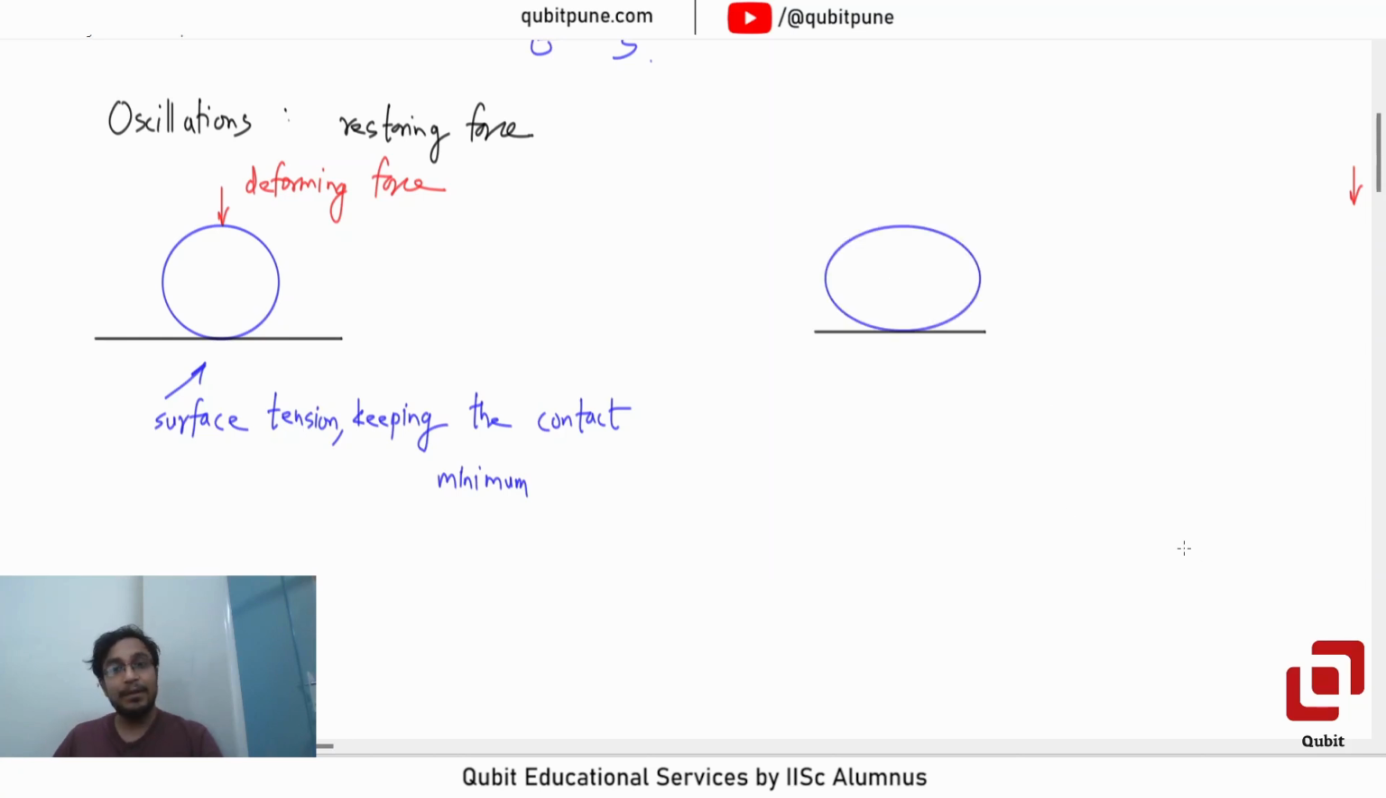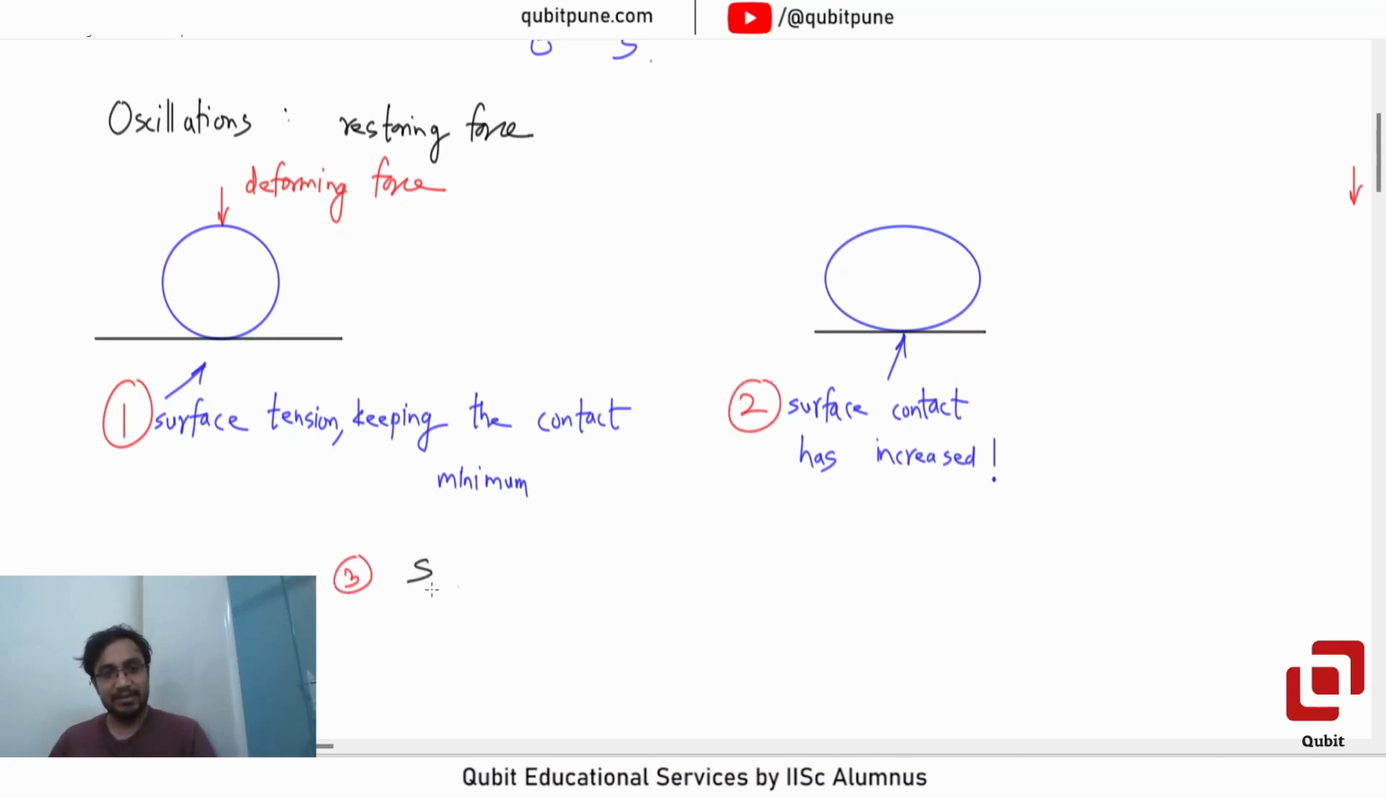Now what has happened because of that? Because of that, the surface contact has increased. Now you come to the point. Because surface contact has increased, surface tension S will try to decrease it. Correct?